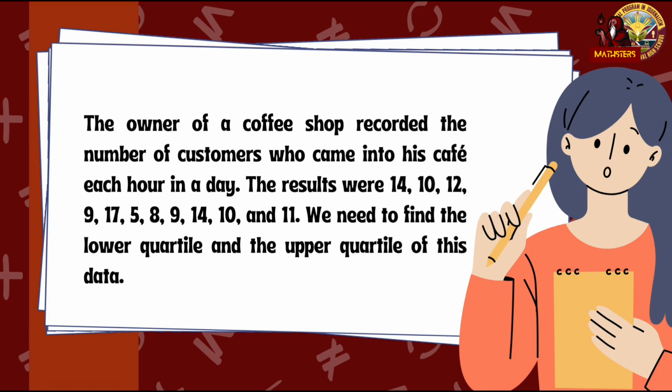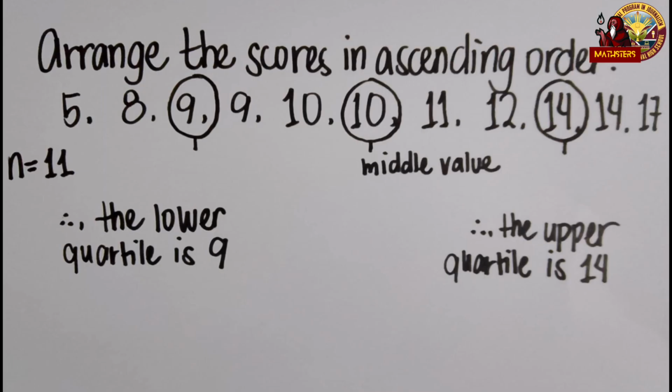Let's examine an example. The owner of a coffee shop recorded the number of customers who came into his cafe each hour in a day. The results were 14, 10, 12, 9, 17, 5, 8, 9, 14, 10, and 11. We need to find the lower quartile and the upper quartile of this data. First, we must arrange the scores in ascending order.